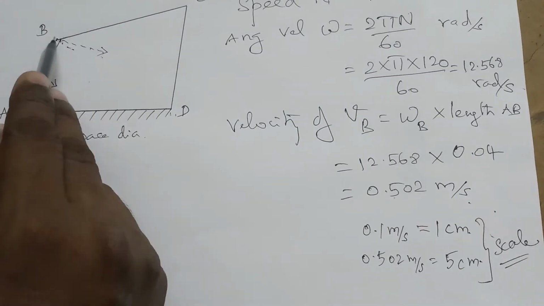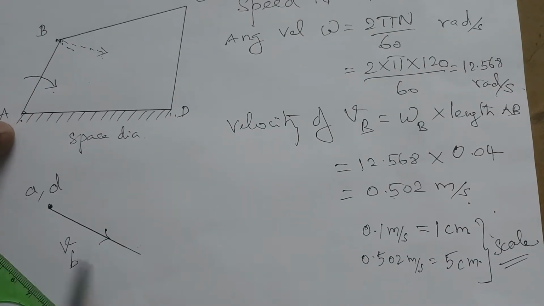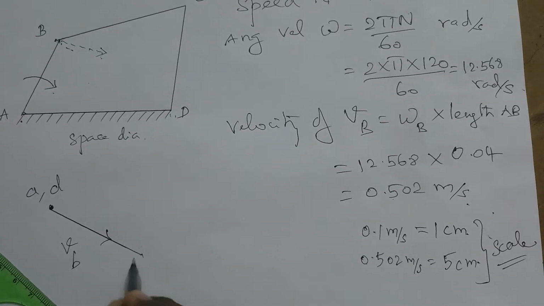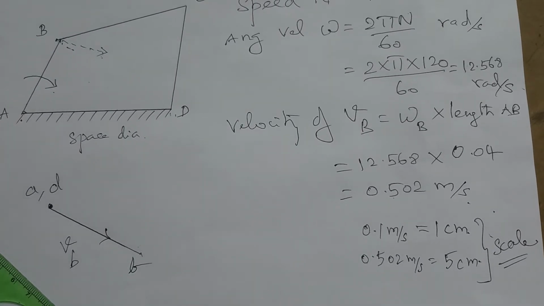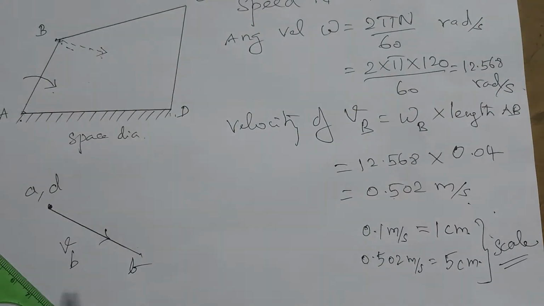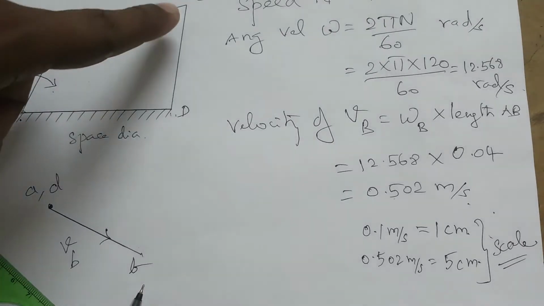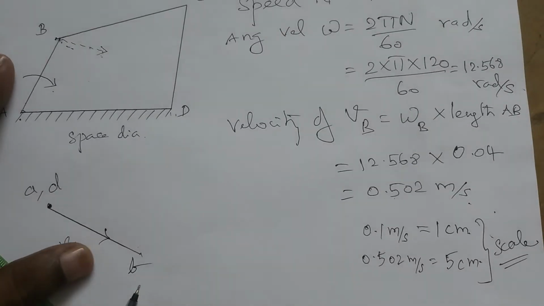This is the velocity of point B with respect to A. Already we have fixed A here, so this will represent B. Next, moving to the next link. The next link is BC. Now this velocity we have found, and next we have to move to point C.